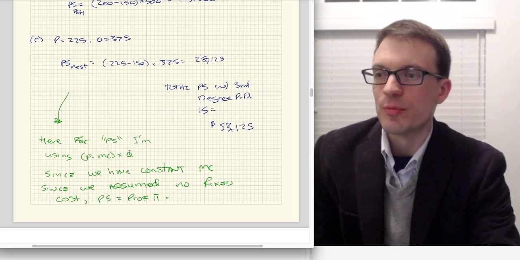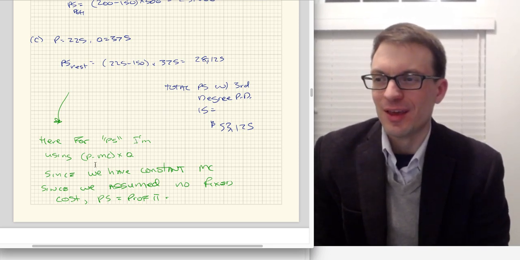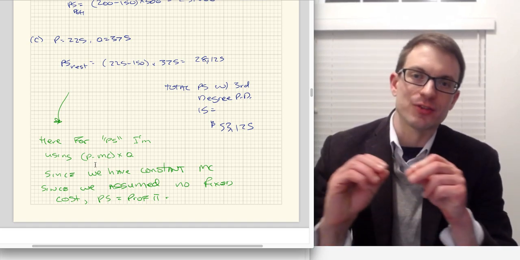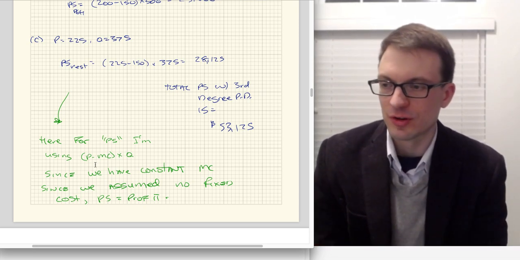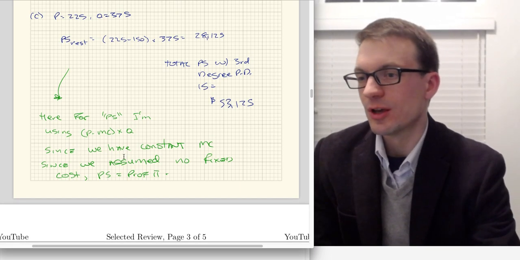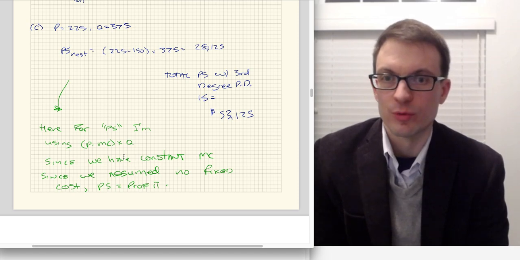And here's my note. For producer surplus, I'm just using price minus marginal cost times quantity. And so it's the area of a rectangle in this case. Why? Because we had constant marginal cost, right? So our supply curve, our marginal cost curve, was constant cost. And also because we have assumed that there is no fixed cost, here producer surplus and profit were one and the same.